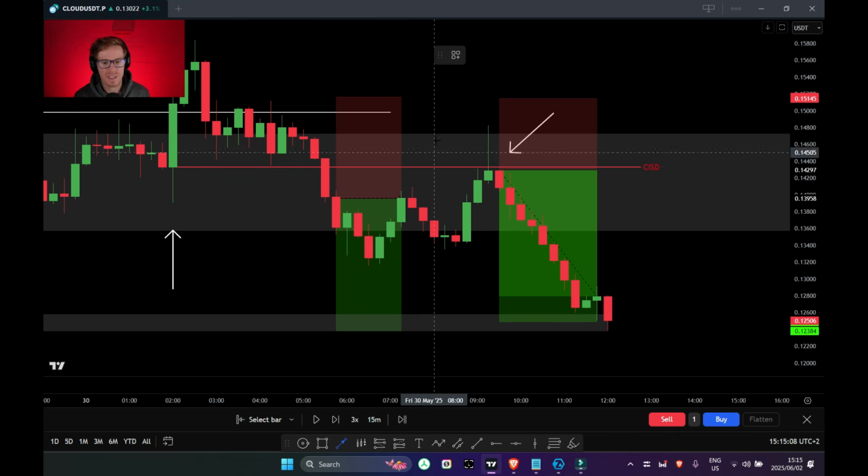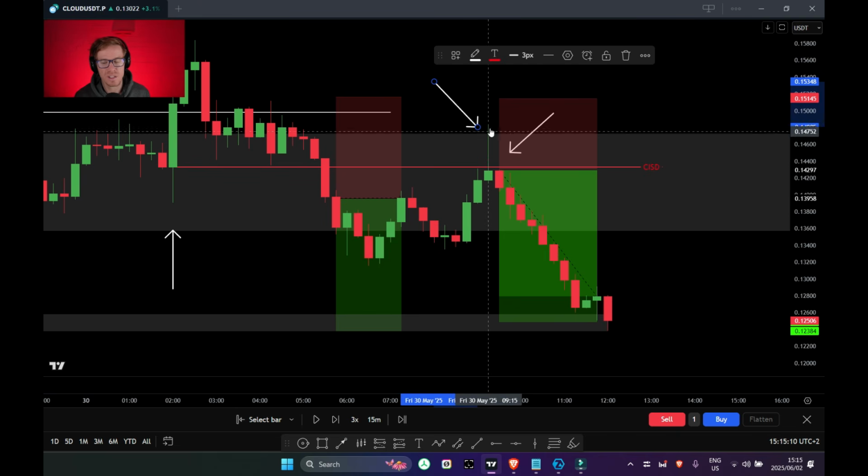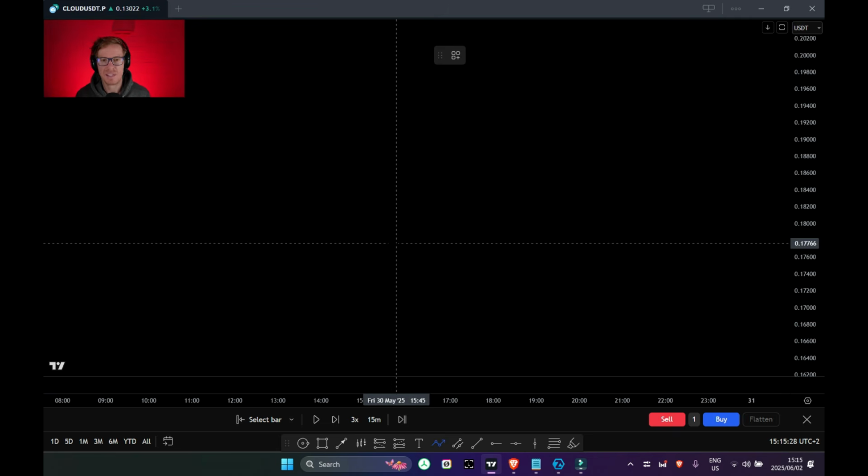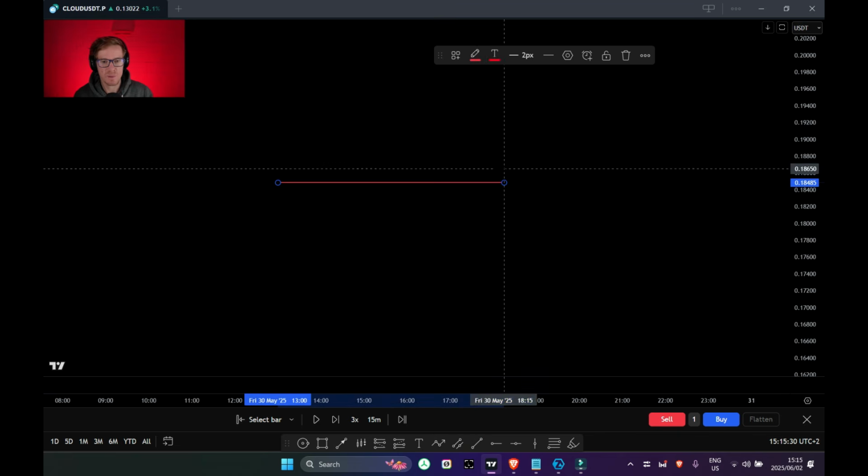If you look over here, we've got this nice big wick rejection, which is also a reversal candle that we can use in combination to confirm this entry. The whole basis of how the CISD level works is that imagine we've got a key level.